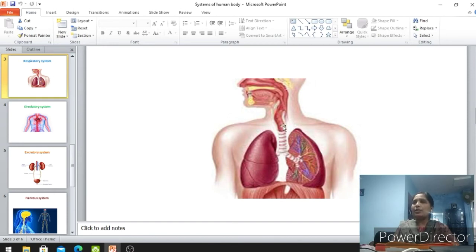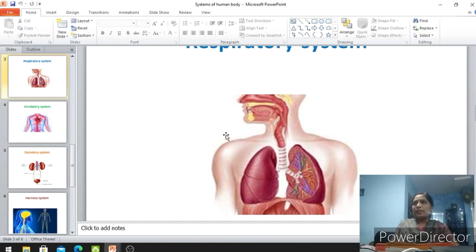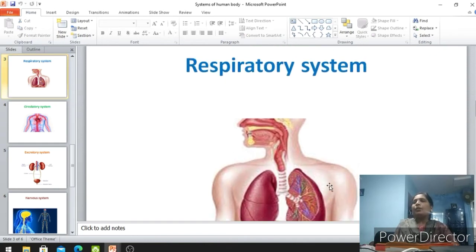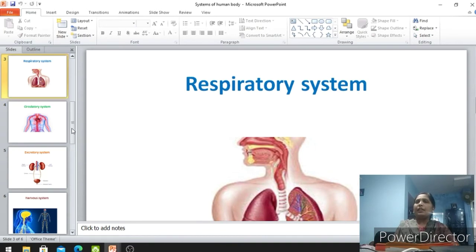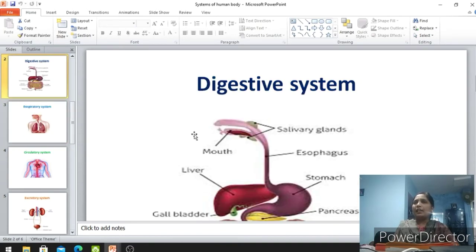So these lungs are related to which system? Respiratory system. And it helps to take oxygen inside, and also works to send out the carbon dioxide outside the body. So this is one internal organ.